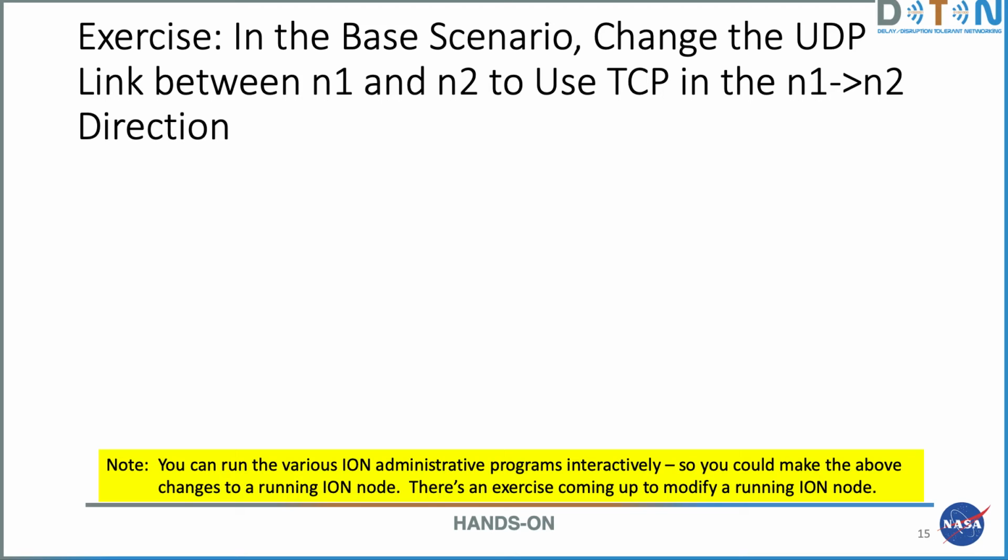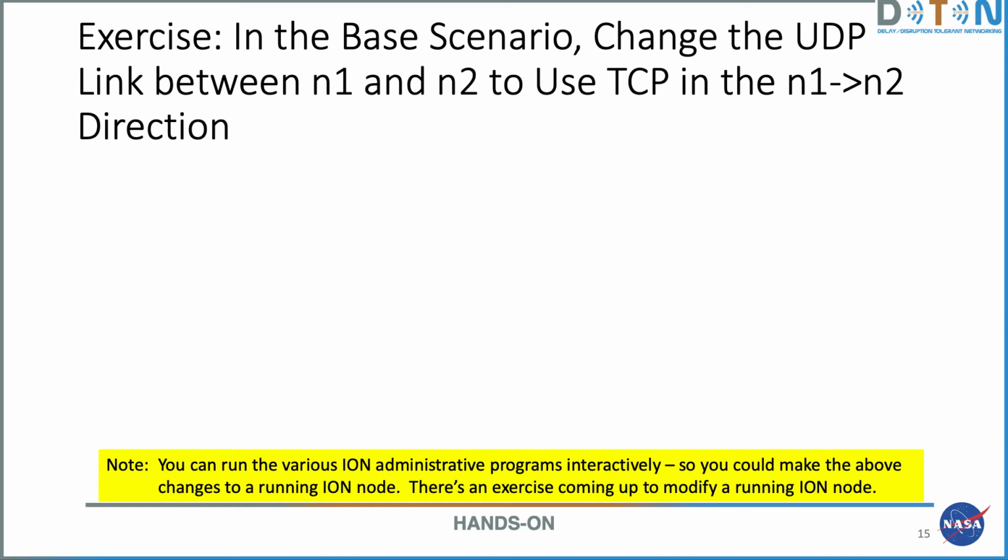So as an exercise, in the base scenario, the trick is going to be to change the UDP link between nodes 1 and 2 to use TCP in the node 1 to node 2 direction, and we can leave it alone in the other direction. In fact, it's slightly informative to do that, just to drive home the fact that the convergence layers really are unidirectional. You can use TCP in one direction and UDP in the other direction.